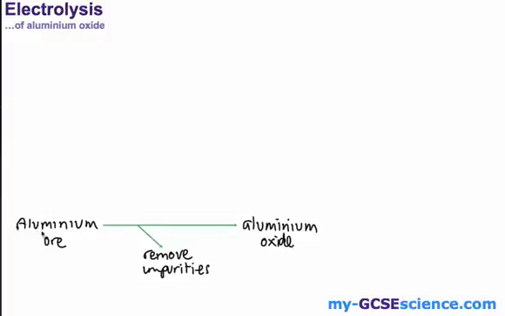We start off with aluminium ore, and aluminium ore has a special name. It's called bauxite. And bauxite contains not only aluminium oxide but also some other impurities as well. So the first stage is to remove those impurities, and once you've done that, you're left with aluminium oxide.